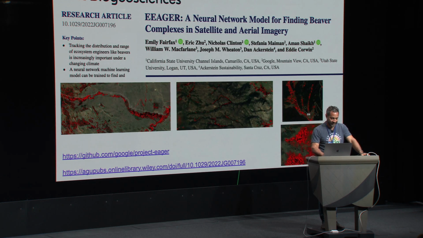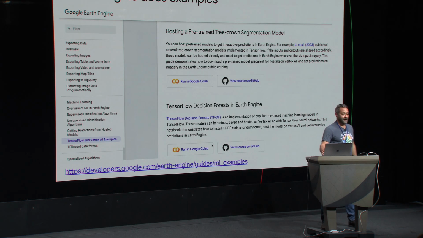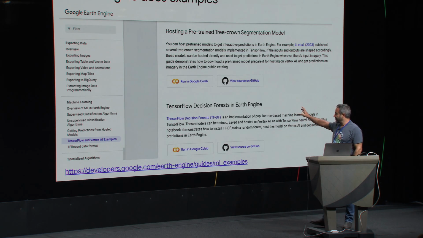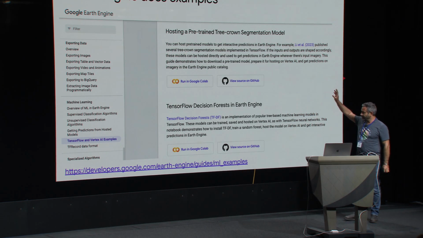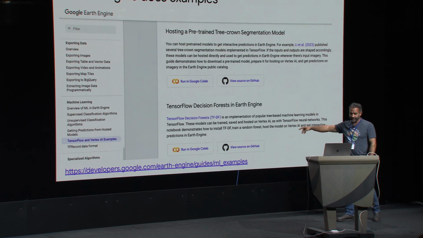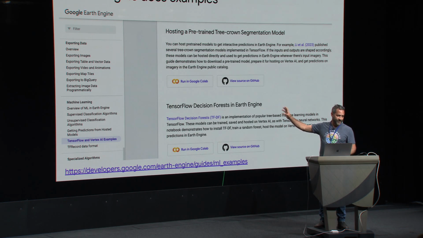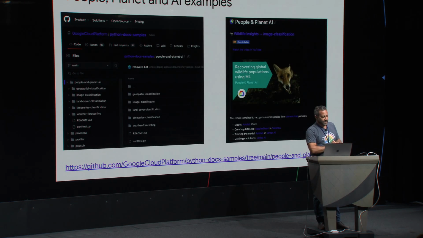You can read all about it here. The code is there. There's the publication. We have lots of docs for all this stuff, including this tree crown segmentation thing that may or may not meet your needs, TensorFlow decision forests, and other variants of the same things that we showed you today in our docs.